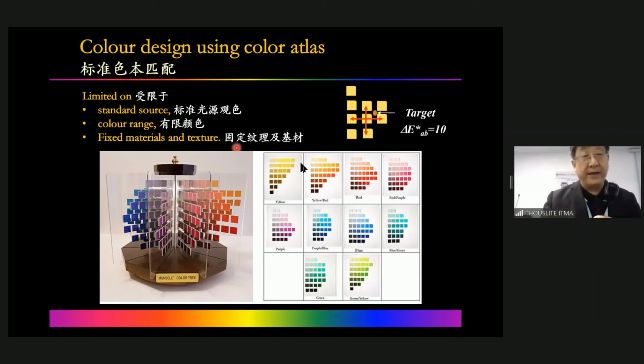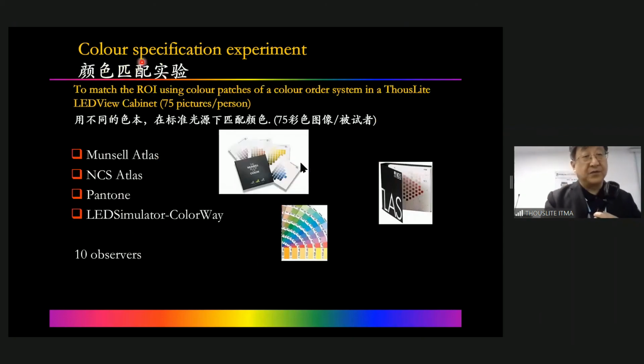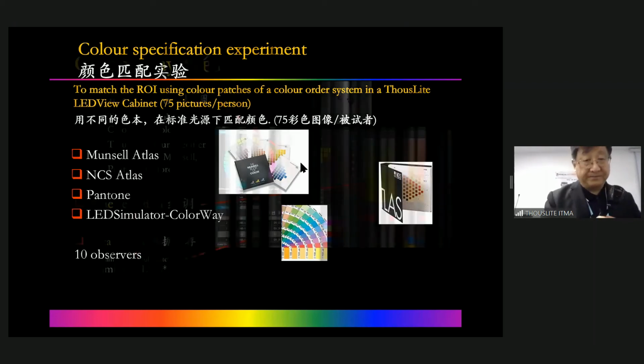So can we improve this? The basic selection is still sticking to the color books, and after that the color can be reproduced. But if you want more accurate colors, you can come to our systems. This is an experiment done very recently. We have about 75 pictures, and we use Munsell, NCS, Pantone, together with the LEDSimulator systems to select colors. We have 10 observers to do it.